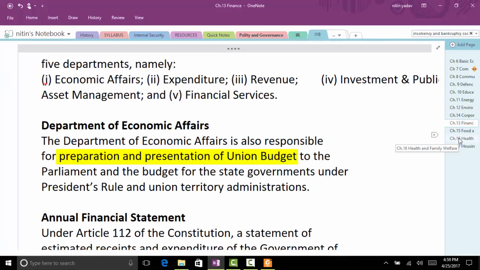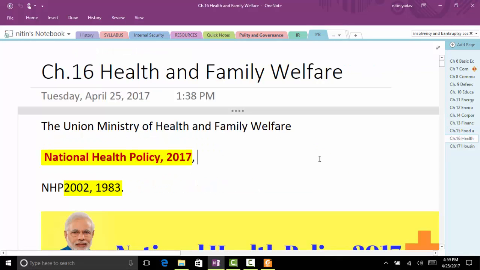Okay, now we come to the next chapter, chapter number 16, that is health. There is National Health Policy 2017. It has also given National Health Policy 2002, but that is of no more use for us. We are more concerned about the current health policy. This health policy is very important for both PT and mains. This yearbook has data till last year, because this new health policy has been announced only this year.